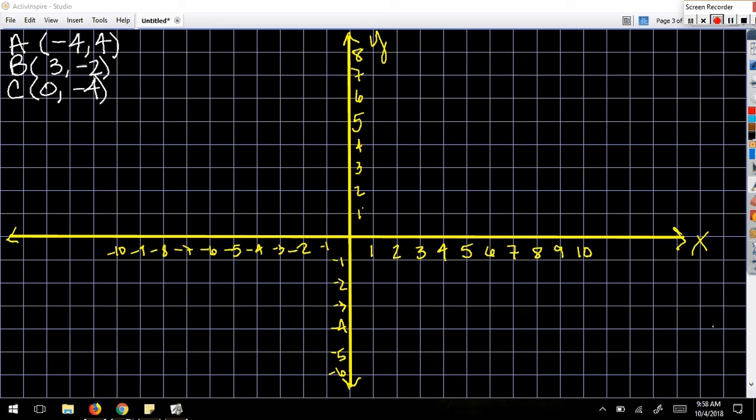All right, let's look at A first. Okay, so first of all, which way do I go? Up, down, right, or left? Left. And then up 4. Up 1, 2, 3, 4. This is A.